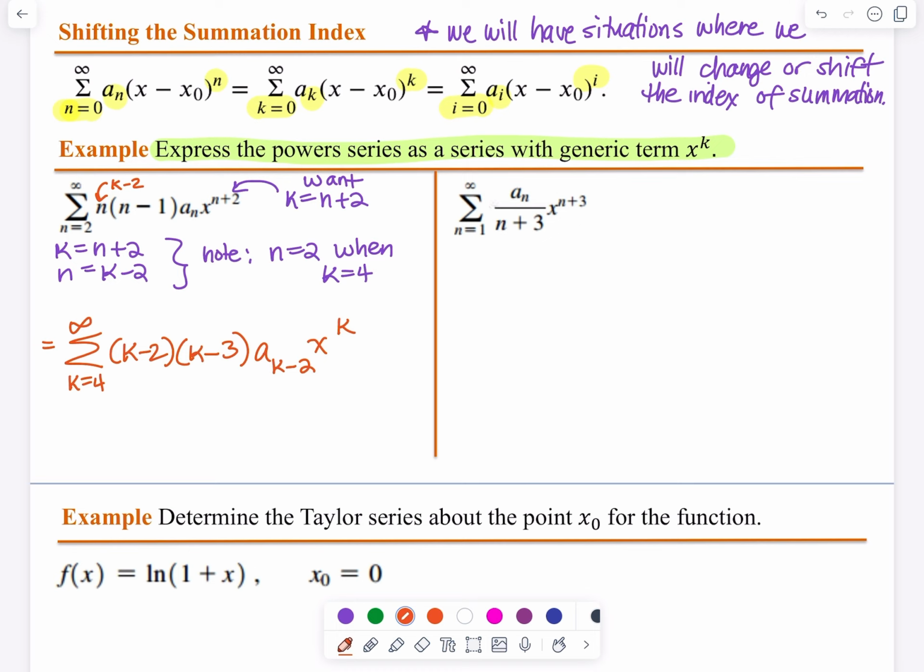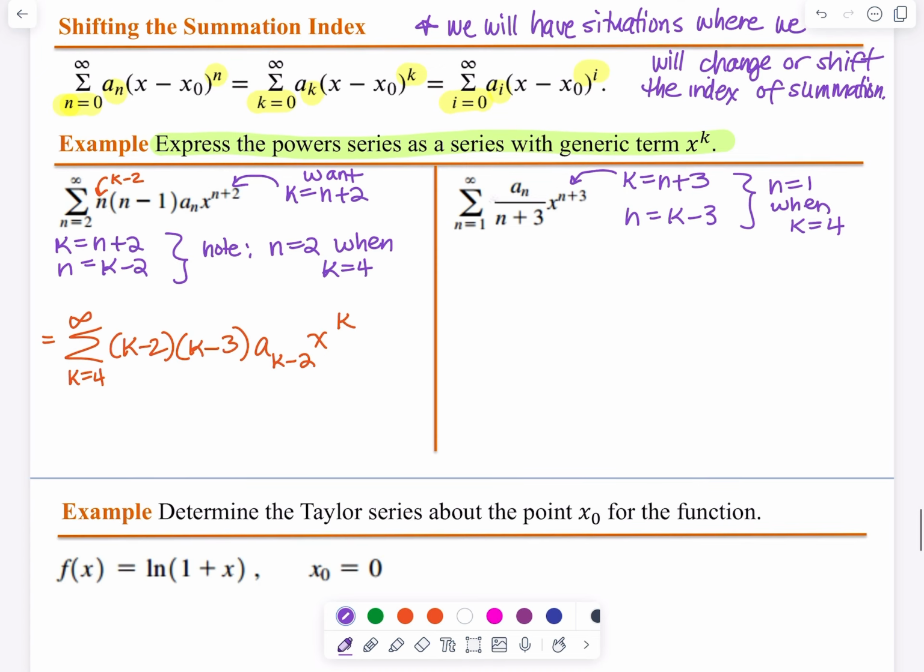Let's do one more. So what do we want n plus 3 to be? We want k to equal n plus 3. And if k is n plus 3, we know that n is going to be k minus 3. And with that, we now know that n equals 1 when k is equal to 4. Okay?